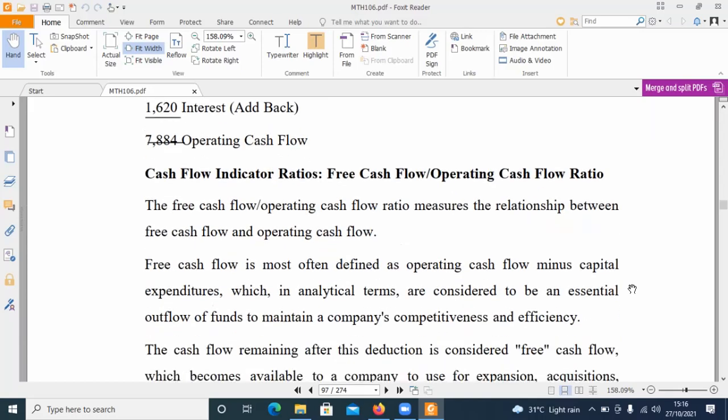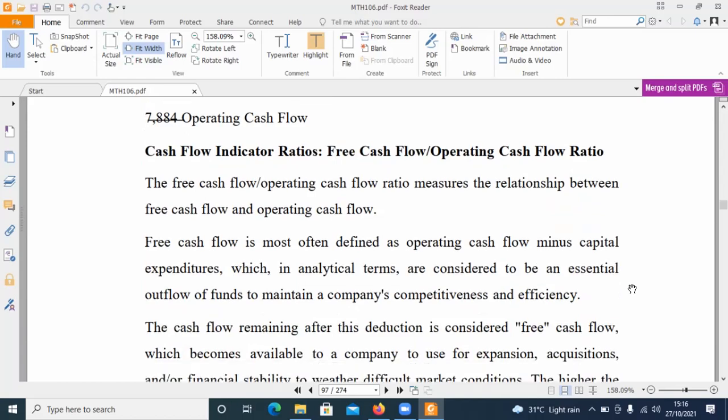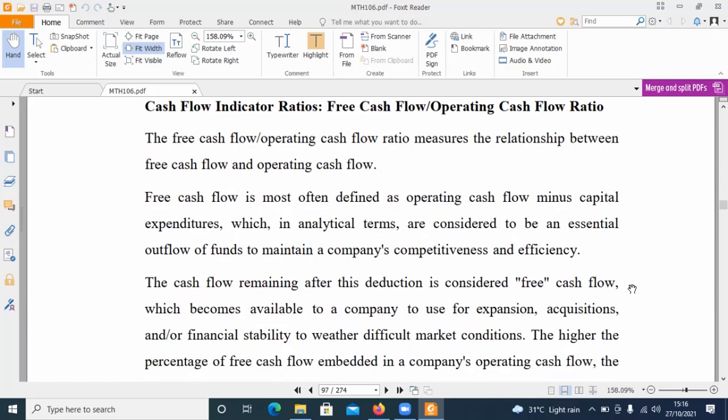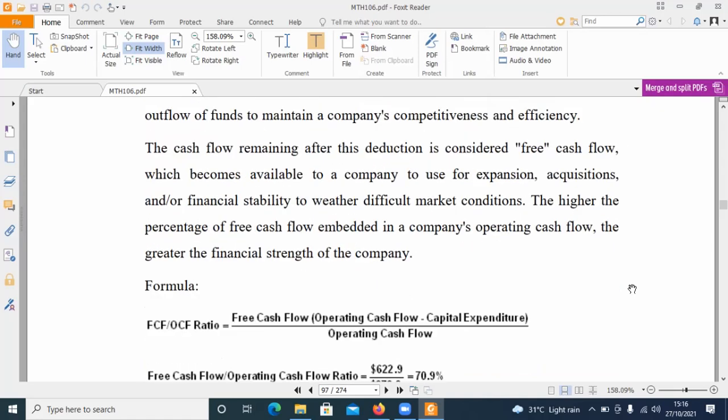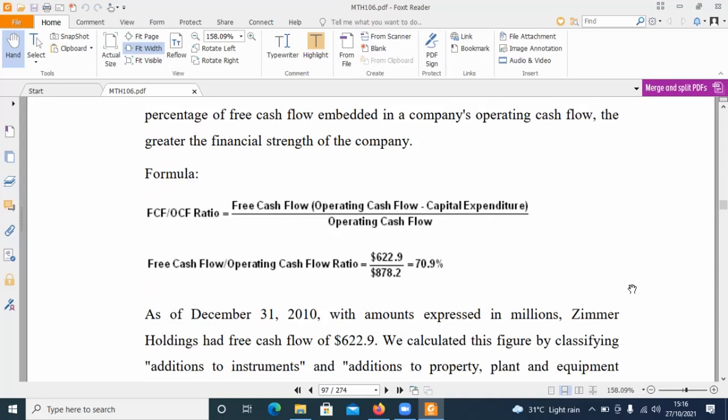Next is the cash flow indicator ratio: free cash flow to operating cash flow ratio. This measures the relationship between free cash flow and operating cash flow, and is an indicator to measure cash flow. All these things are well explained in the notes, which you can compare with some of the other notes you have in your courses. Then this is free cash flow.